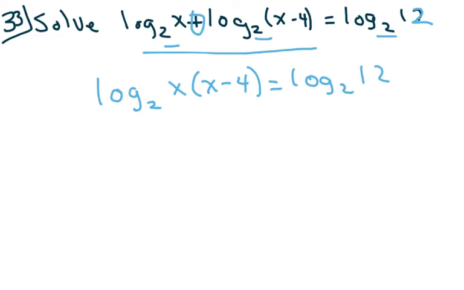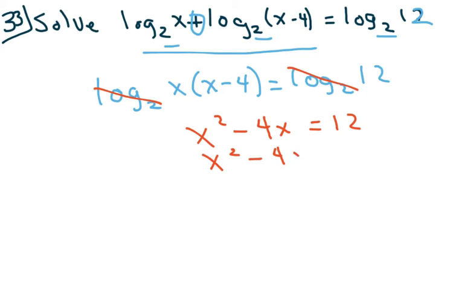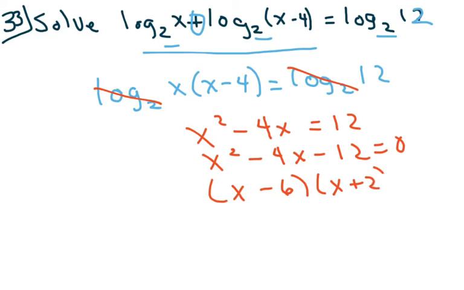Alright, since I have one log on each side now, my bases are the same, I can just solve for x. I get x squared minus 4x equals 12, and I'm going to subtract the 12. Can I factor this? So we get x minus 6, x plus 2 equals 0. So x equals 6 and x equals negative 2.